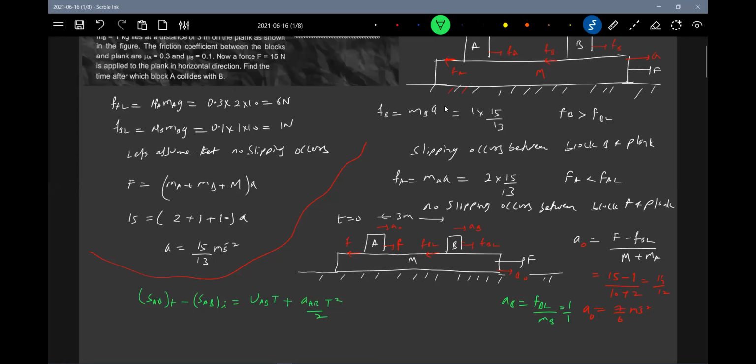What is S_AB final? This will be 0. I can take anything as reference. I take this as origin, 0. This will be plus 3. This is 0 because both are at rest. Then acceleration of A is A naught, 7 by 6, positive. That of B is how much? It is 1, positive. t square by 2. Solve for t, you'll get the required answer.